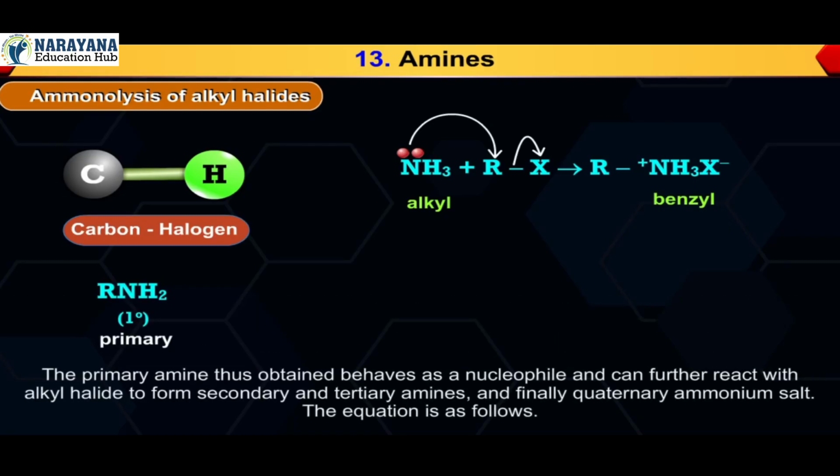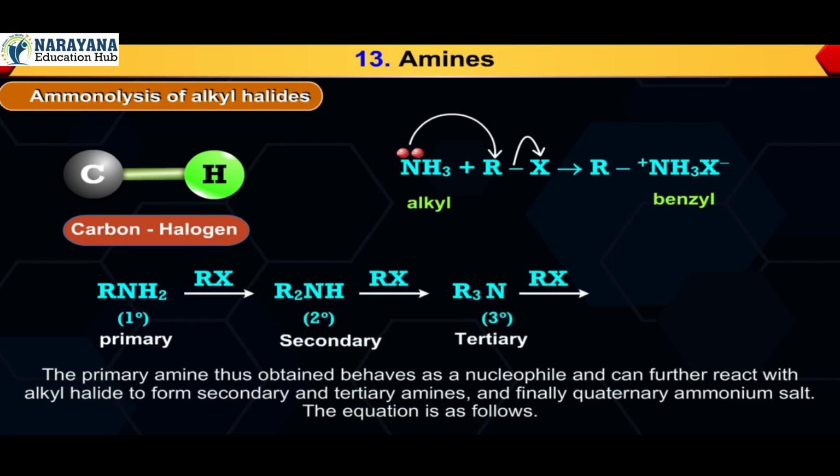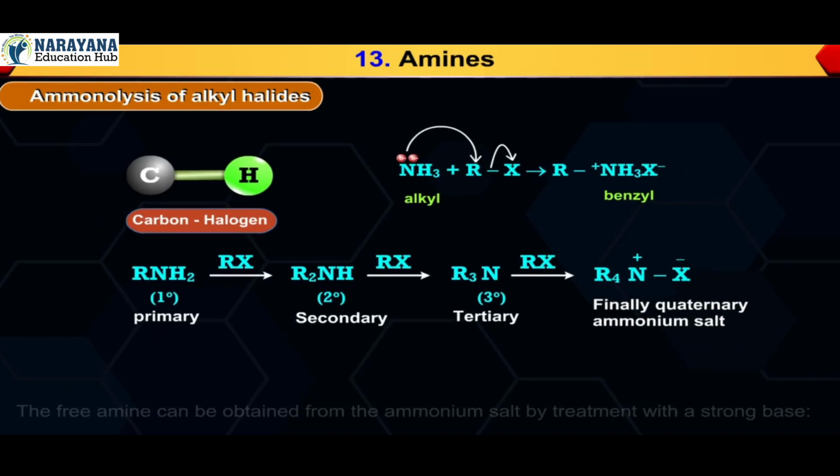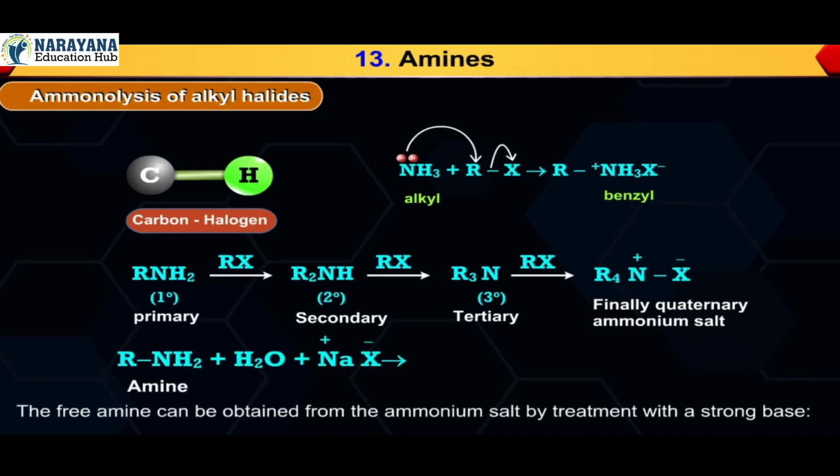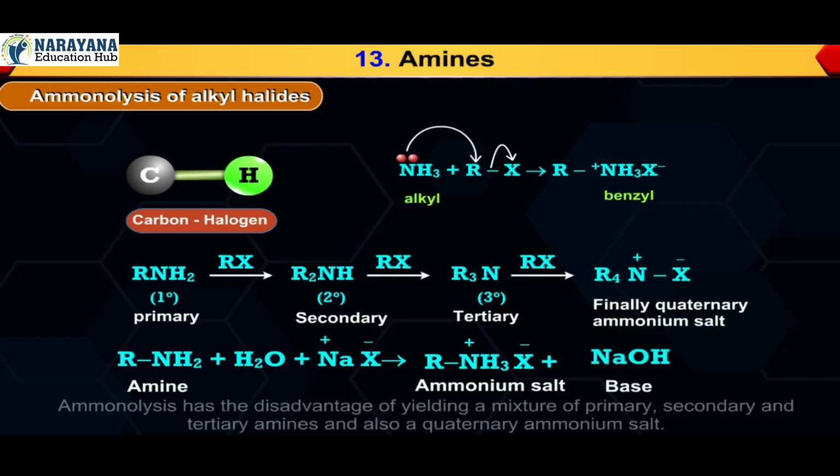The primary amine thus obtained behaves as a nucleophile and can further react with alkyl halide to form secondary and tertiary amines, and finally, quaternary ammonium salt. The free amine can be obtained from the ammonium salt by treatment with a strong base.